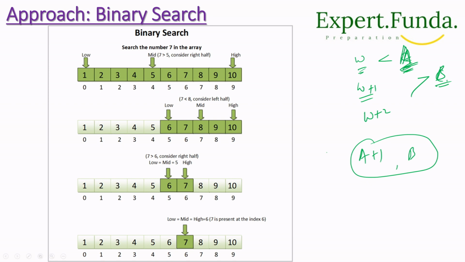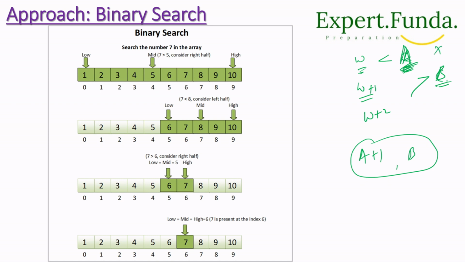Correct. What I'm saying is that if we cannot ship the packages in the required days, let's suppose A is the capacity. So we can never ship the packages with a capacity less than A, correct? Less than A, we cannot do that here, let's suppose.